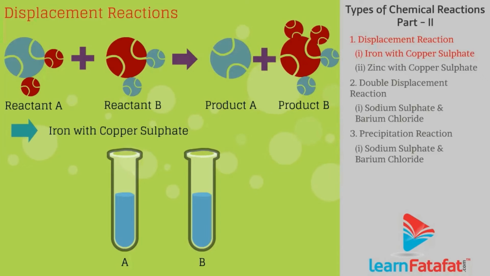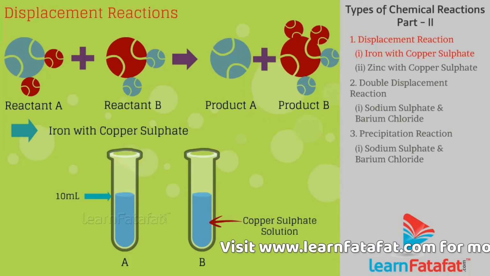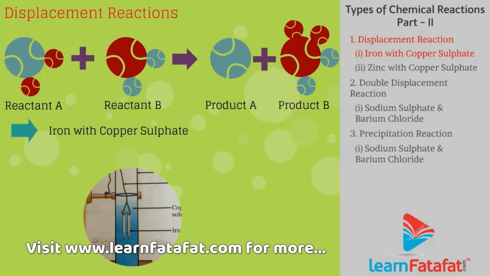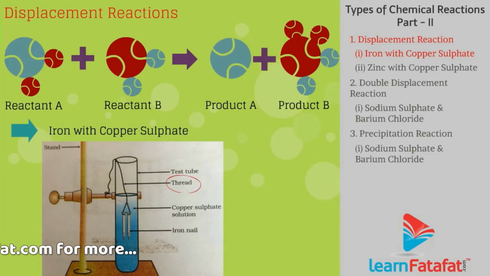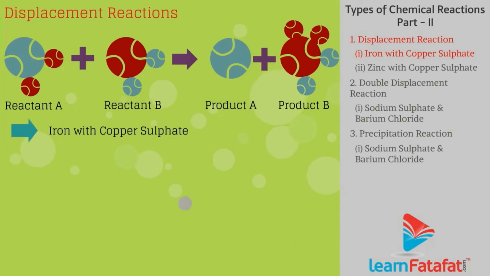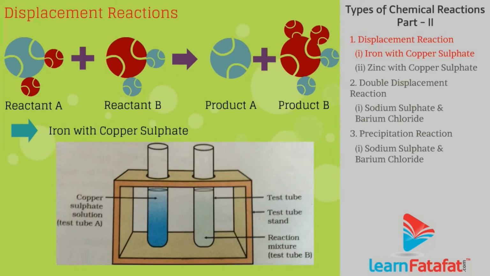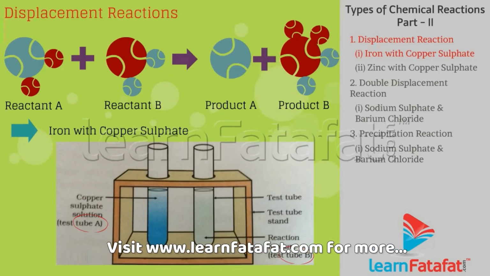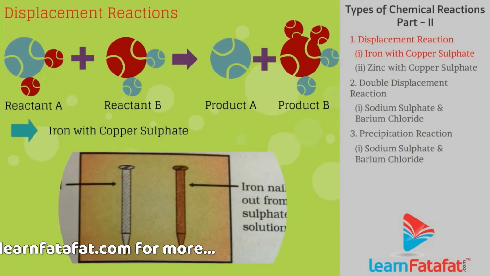In each test tube, take about 10 ml copper sulphate solution. Tie 2 iron nails with thread and immerse them in copper sulphate solution in test tube B for 20 minutes. Keep 1 iron nail aside for comparison. After 20 minutes, take out nails from B and compare intensity of copper sulphate solution in test tube A and B. Blue color of copper sulphate solution fades away and iron nail becomes brownish in color.